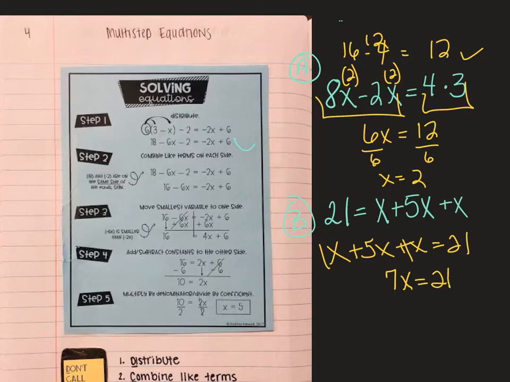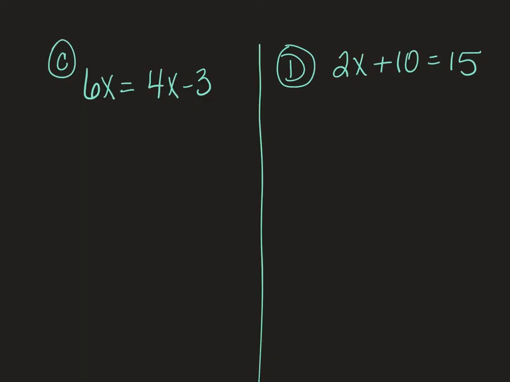Now, remember, you have 7x, which is the same as saying 7 times x. So the opposite of multiplication is division. So let's divide both sides by 7. X equals 3. And you can check your work as well, such as 3. Okay, so 5 times 3 is 15. So 3 plus 5 is 8. Okay, so 3 plus 15 plus 3 more is 21, and that is correct. Let's do some more problems here.